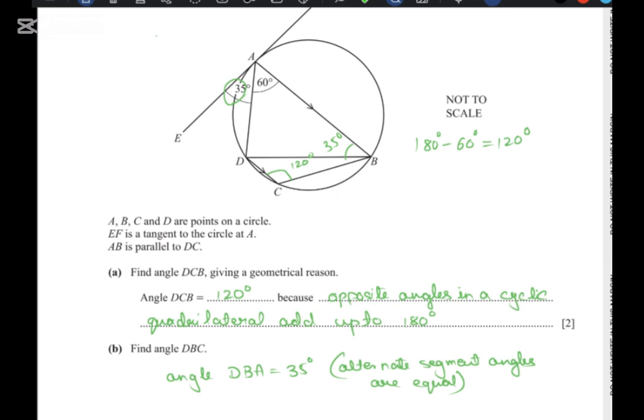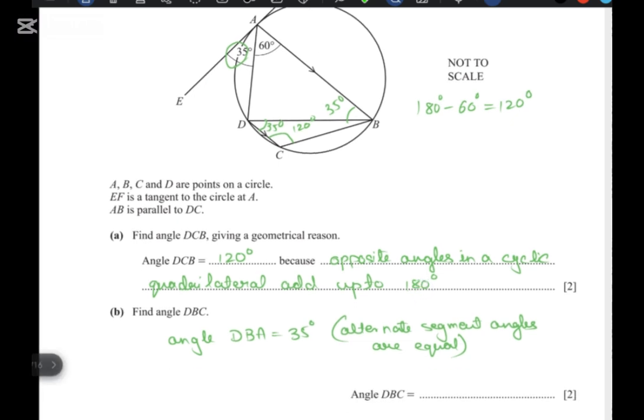This is done. Now we need DBC, right? So here, when you see this, this is the alternate angle because this is the transversal here. This is the transversal. So 35 is an alternate angle. The alternate angle for 35 will be this. This is 35. So now in triangle DCB, we know two angles. The third angle we can find out.